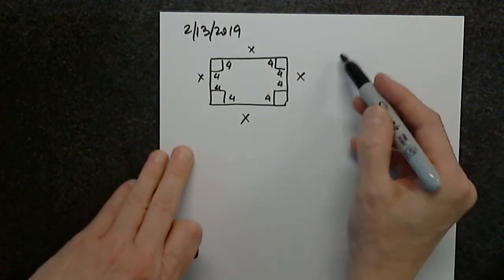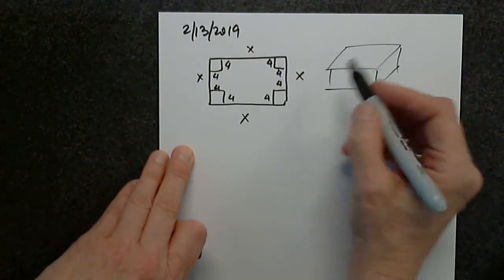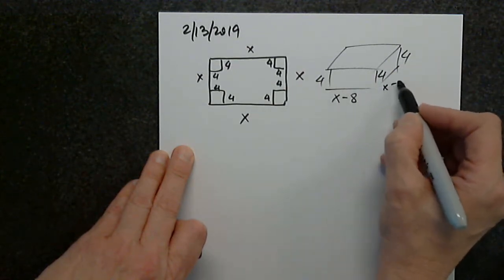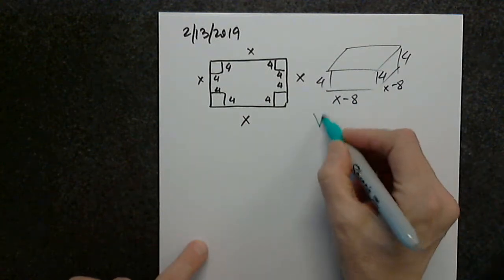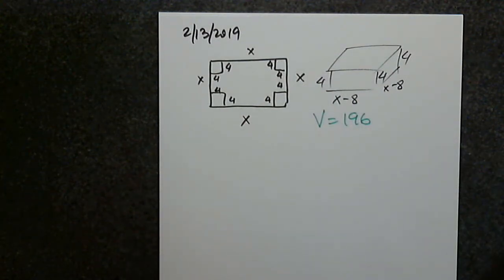So then the box looks like this, and 4, 4, 4, and of course x minus 8, and so on and so forth all around. Do we understand this step? Everyone? Yes? Okay. We are told that the volume is 196. Is it inches? Yes. Okay. In that case, it's cubic inches.